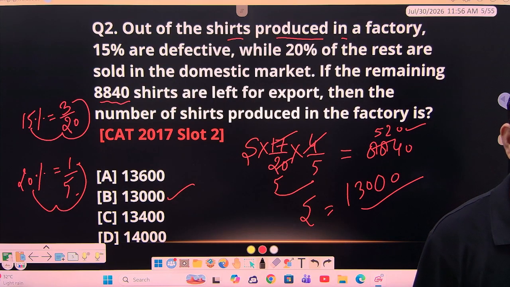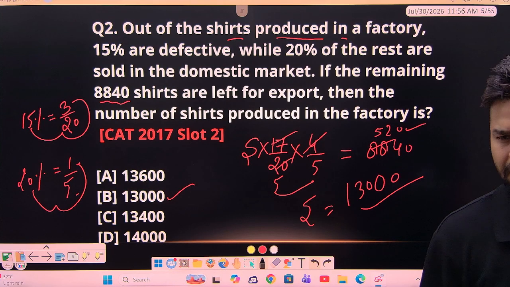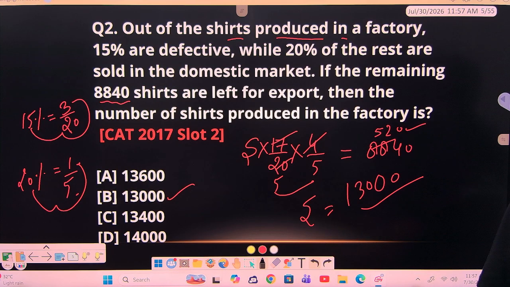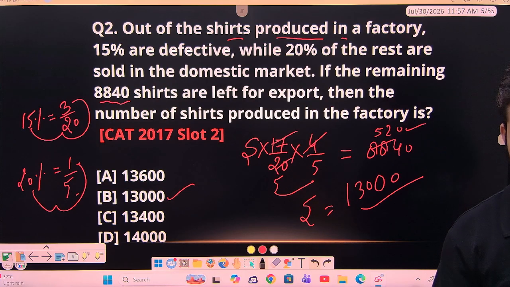Is there any doubt? A very simple question has been asked in the 2017 slot. No such kinds of difficulty you are going to face. The basic concept that you have learned in 3 to 4 classes, you need to apply in simple questions, simple methods. Is that quite clear? Sure.